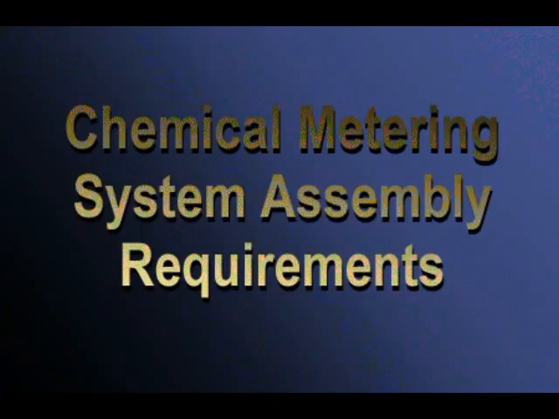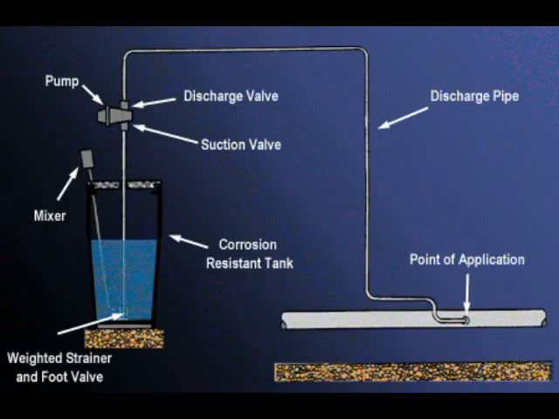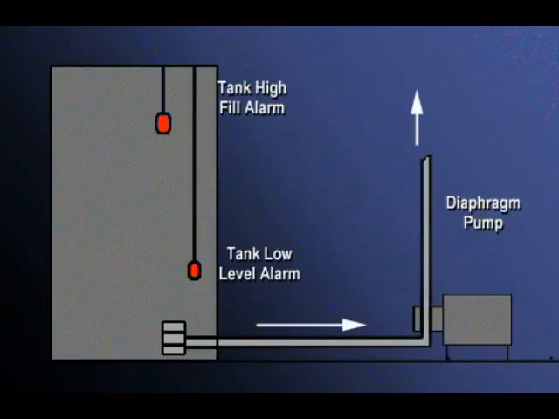Operators may be required to set up a chemical metering pump in the plant, so it is important to know chemical metering pump assembly requirements. This diagram shows a typical installation. Note the following. The suction line should be just long enough to keep the foot valve and strainer in an upright position at the bottom of the solution tank. To ensure a full suction line to the pump, the chemical feed pump is often located below the minimum liquid level of the supply tank as shown.